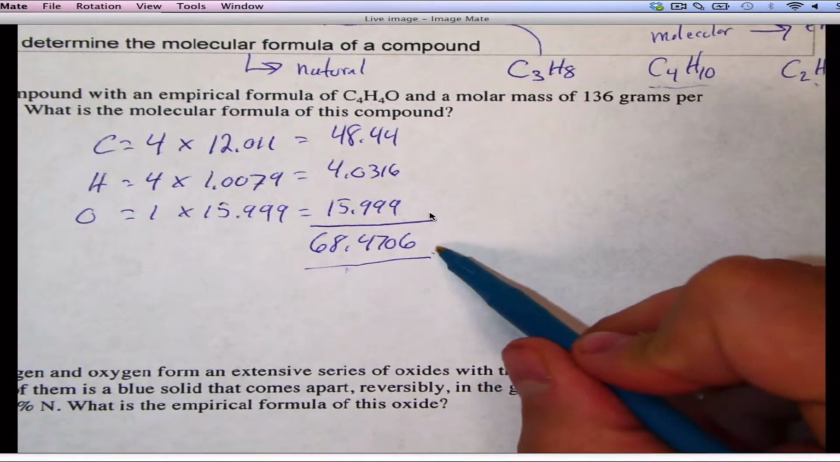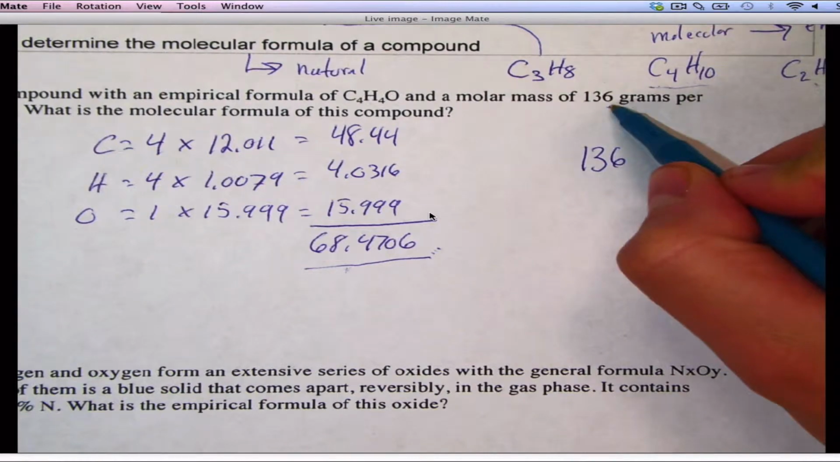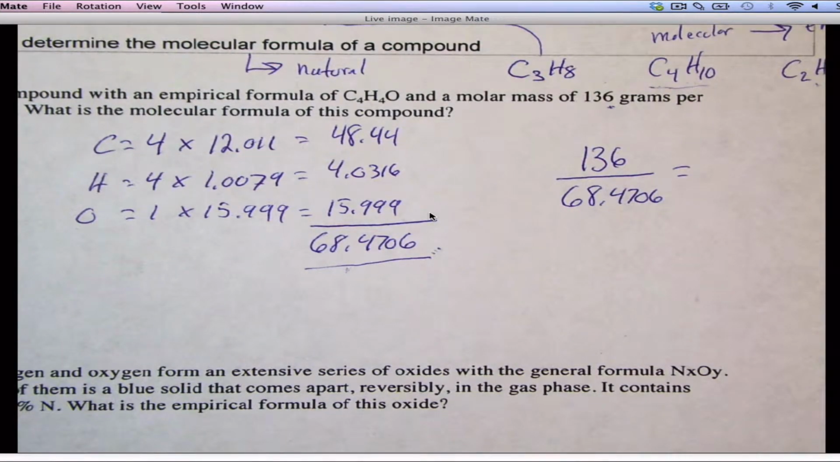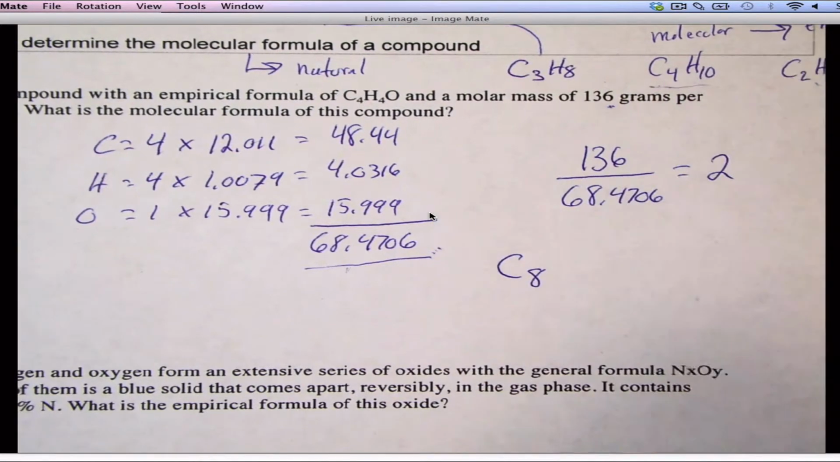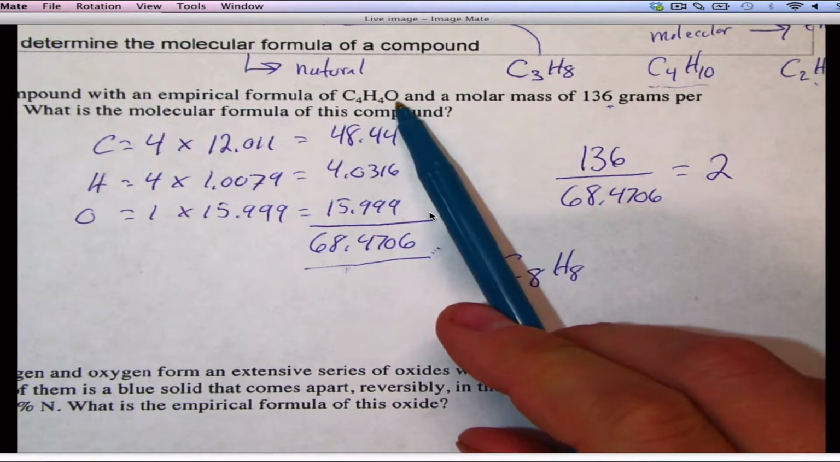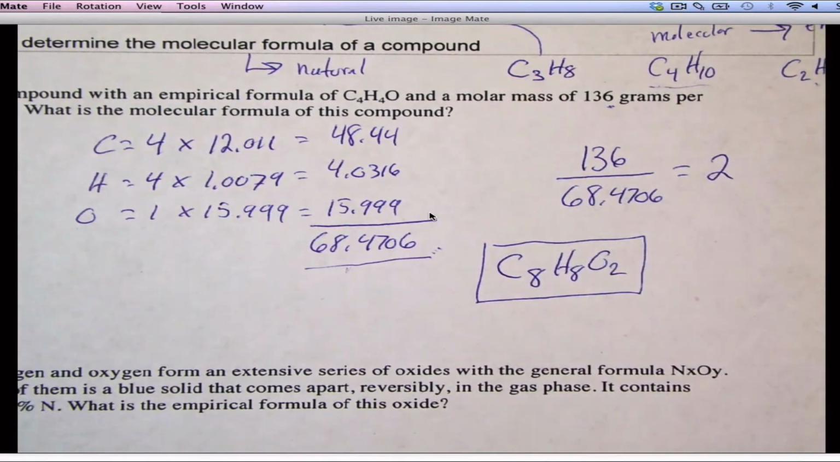Next step, once I find my weight, is I take my 136, which is my molecular mass, the mass of the molecular formula, and divide it by my empirical formula mass. If you do that calculation, 136 divided by 68.4706, you get about 1.99, which is basically 2. So I have a factor of 2. I distribute that into the empirical formula. If I had 4 carbons to start with, 4 times 2 means I have 8 carbons now. So C8. Same thing with hydrogen. I have 4 hydrogens to start with, 4 times 2, now I have 8 hydrogens. I have 1 oxygen to start with because the ones are understood, not written. 1 times 2 is 2. Here is my molecular formula, how it actually exists.